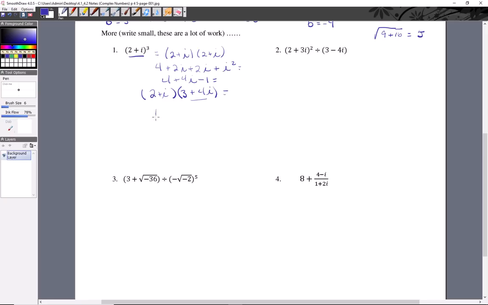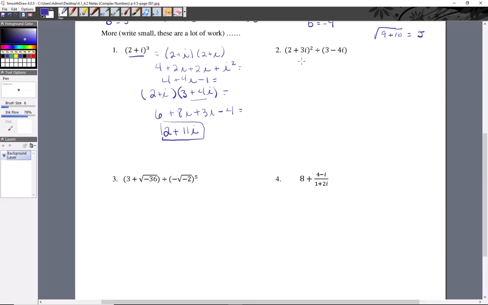2 times 3 is 6. 2 times 4i is plus 8i. i times 3 is plus 3i. And i times 4i is 4i squared, which is minus 4. So our final answer here will be 2 plus 11i. Got that one taken care of. So there we go with that.